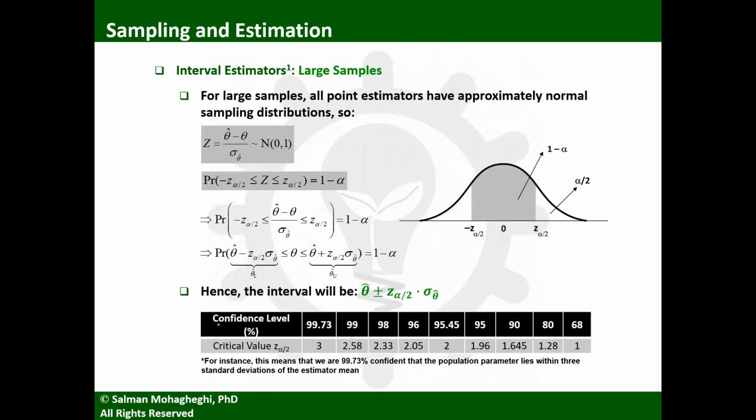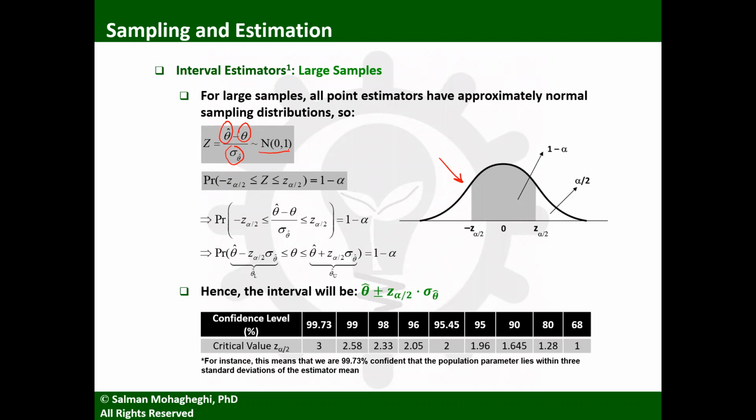Let's look at this mathematically. So if you have a large sample, all those estimators that we've talked about are approximately normal, meaning that they have a distribution like this. And what I can do is I can standardize that value. So I can say theta hat, which is my sample statistic, minus the population parameter divided by the standard deviation of the sample statistic. If I standardize it like that, it's going to have a standard normal distribution with mean of 0 and standard deviation of 1.